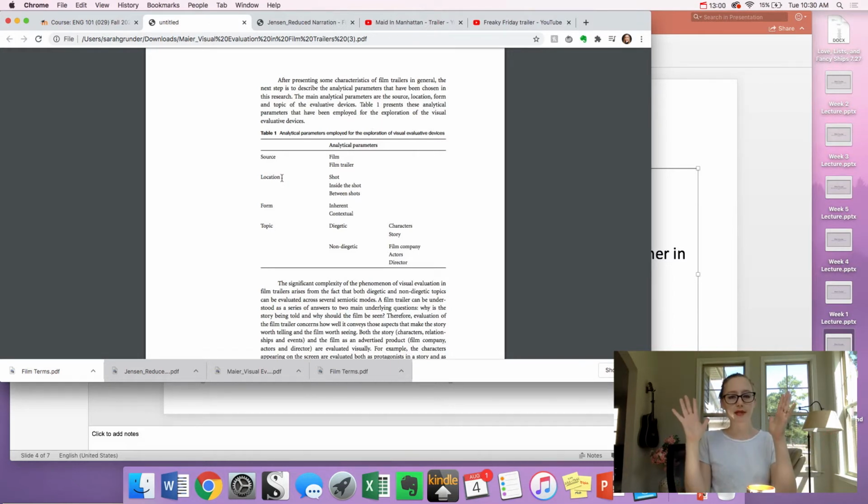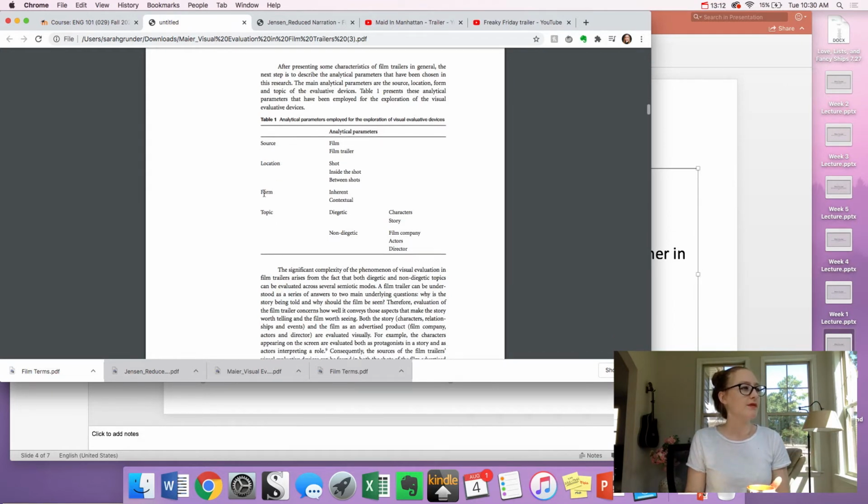Then we have location, which is either the whole shot, or inside the shot, what's happening in the scene that you can see, or between shots, what's happening between each shot, whether that's a fade to black transition, etc. Then form. Form is inherent, so part of what you're seeing. Contextual means outside of that, it's context.